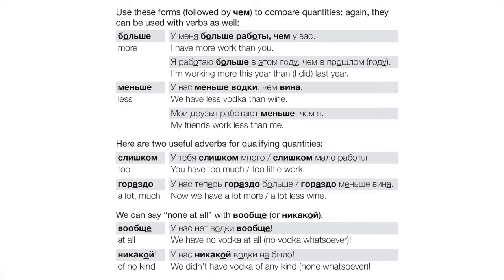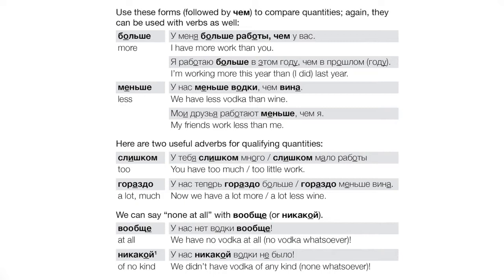Okay, what about меньше? У нас меньше водки, чем вина. We have less of vodka than of wine, right? Now again, adverbially, мои друзья работают меньше, чем я. Now, we can throw in some additional adverbs to qualify these quantities, right?